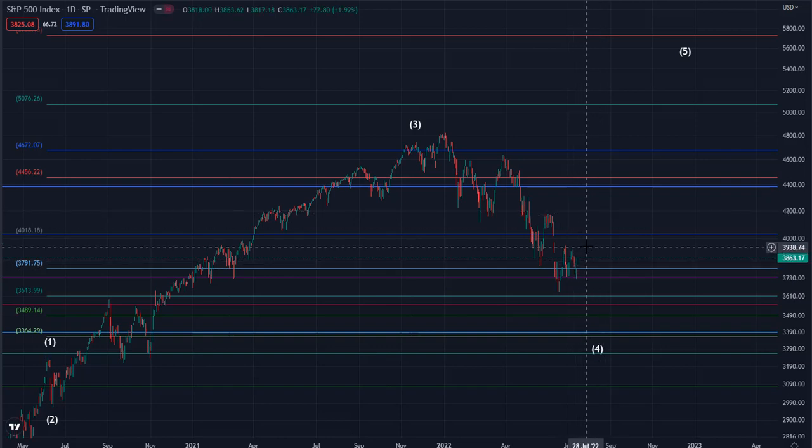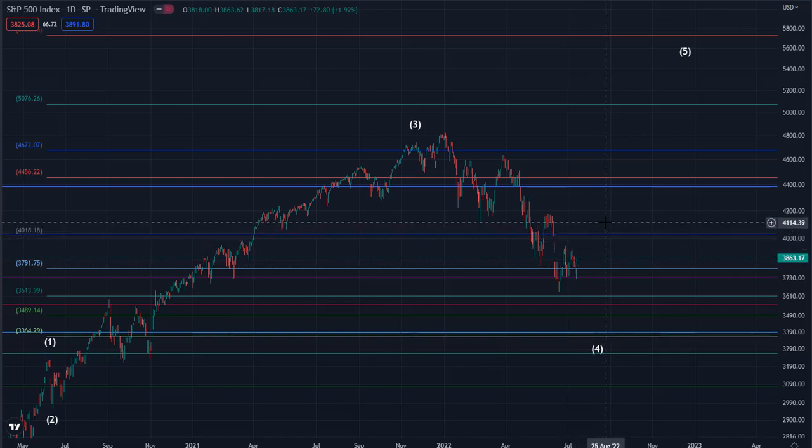Now if it does stay below, let's say if it stays below 3922 and it comes back down, that would be a little bit more bearish. Most likely it's going to push up into this region here, probably anywhere between 3970 and 4050. That's kind of what I'm thinking. I'm looking for a little bounce into that region. Maybe it goes a little higher. I think it stays under 4100.